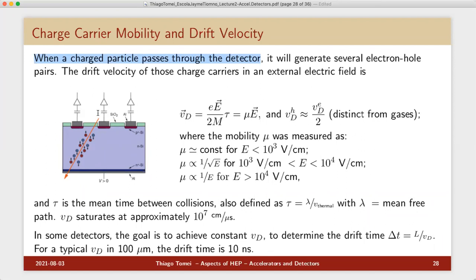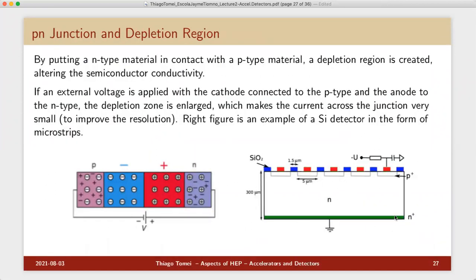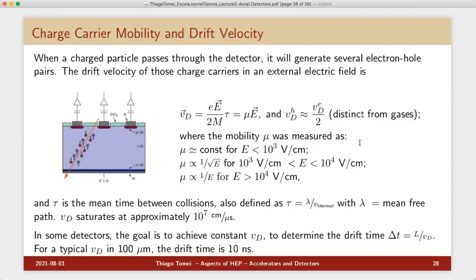But now, remember, we control the size, because we control the depletion region size, because we control this external voltage here. So for instance, here you have a silicon detector that has microstrips. So they are strips that are short in one dimension, of some tens or hundreds of microns, and then they're long in the other direction. So the charged particle goes through.